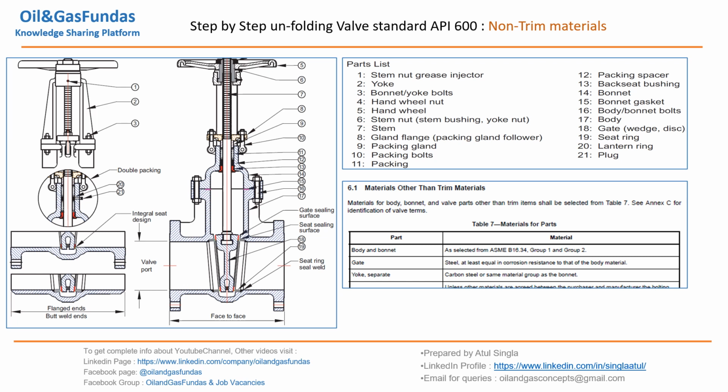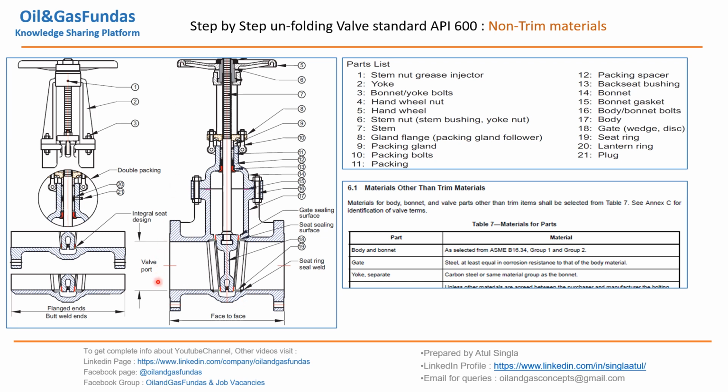Now if you see, API 600 talks about material also. So we have divided it into two parts: non-trim materials and trim materials. Now if you see, we have non-trim items: the body, then the bonnet.